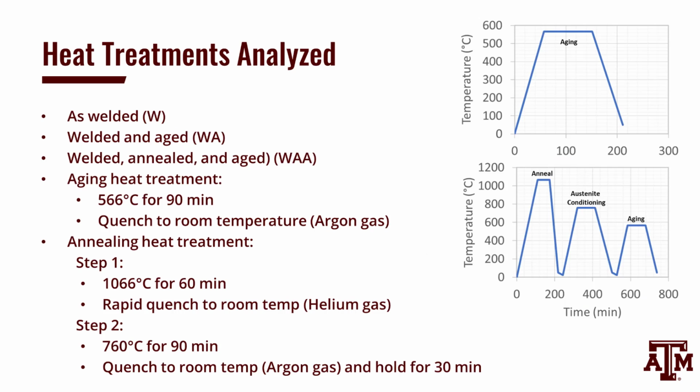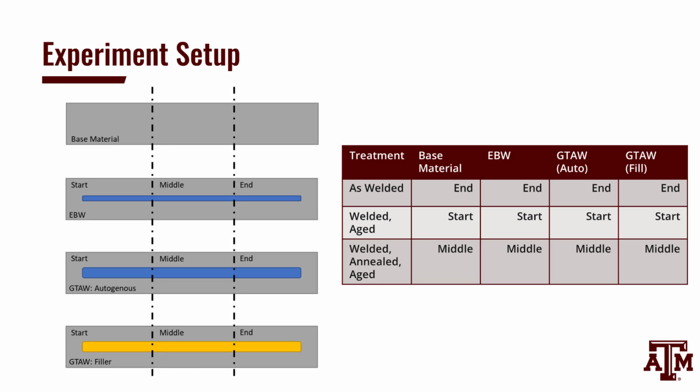The post-weld treatments analyzed were the as-welded condition, welded and aged condition, and welded, annealed, and aged condition. The steps for each treatment can be seen in the graph. Because we are dealing with a precipitation hardening stainless steel, it is expected for heat treatments to make a considerable difference in the strength. This is a look at the experimental setup.